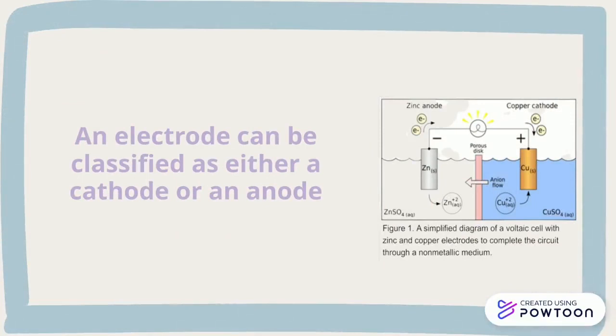An electrode can be classified as either a cathode or an anode. Now, I'm going to explain the difference between them. The anode refers to an electrode where oxidation is taking place, or where electrons flow out. And the cathode refers to an electrode where reduction is taking place, or where electrons flow in.